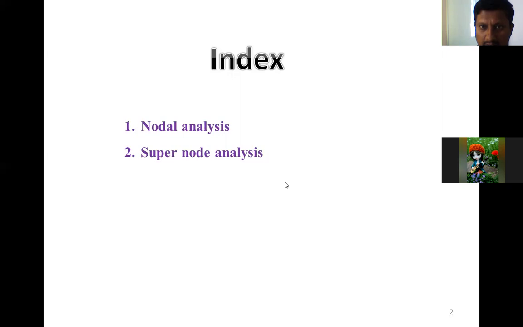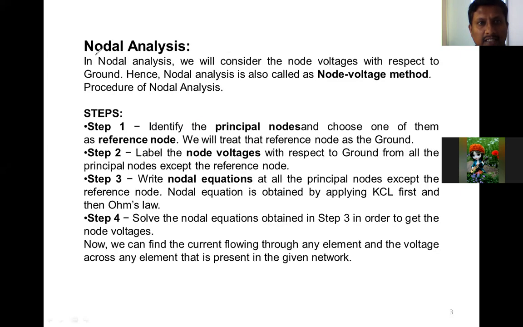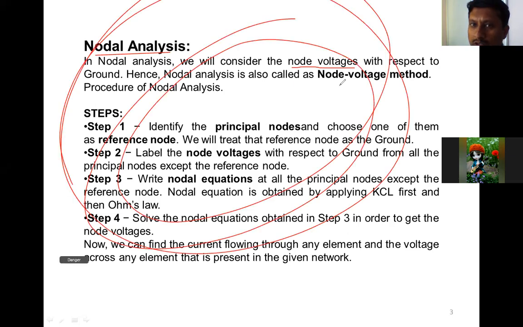Now the node analysis, or nodal analysis, means we are finding the node voltages. Node, we already discussed the definition. A node is a junction or point in the circuit at which minimum 2 branches are connected. So if a minimum of 2 branches are connecting at a single point, then it is called a node.